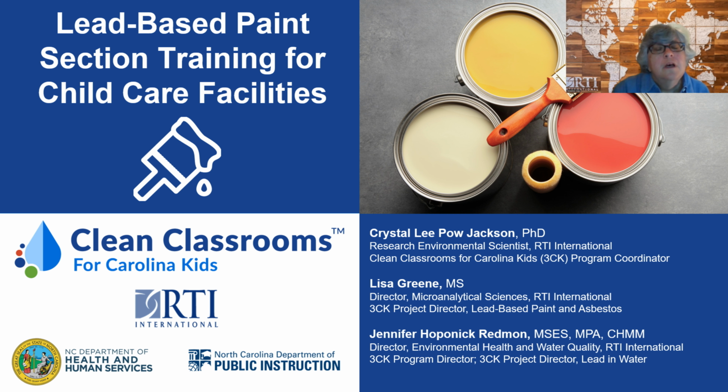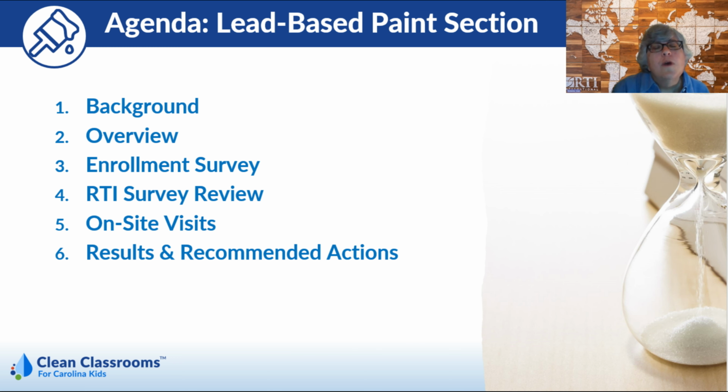The goal of our program is to identify and eliminate lead and asbestos hazards where North Carolina children learn and play. We partner with public schools, licensed child care centers, and family child care homes to identify hazards, share results, and help facilities take action to ensure healthy learning environments for children. In this training video, we show you how to participate in the program and meet state requirements to identify and address potential lead-based paint hazards at your facility.